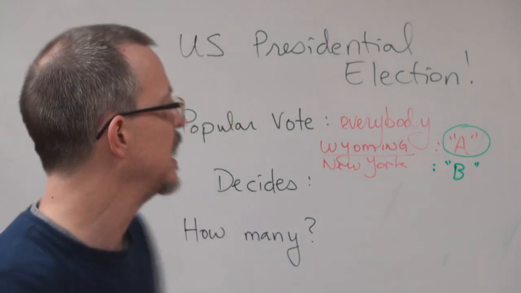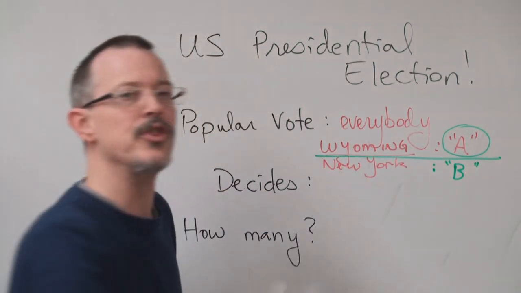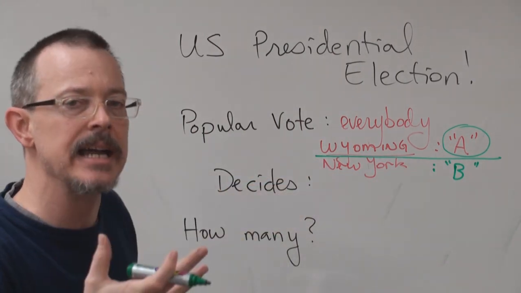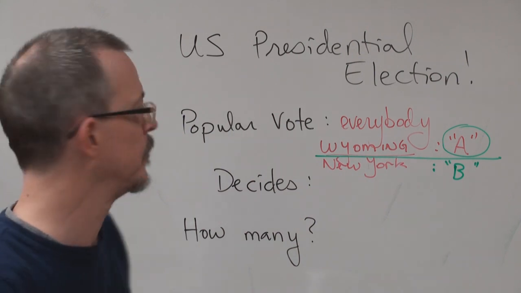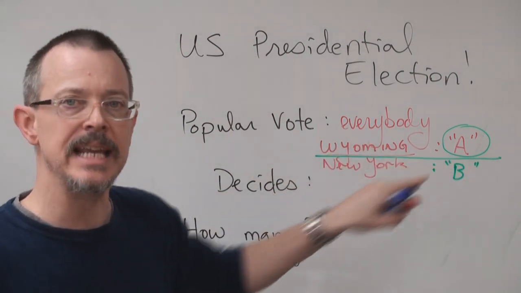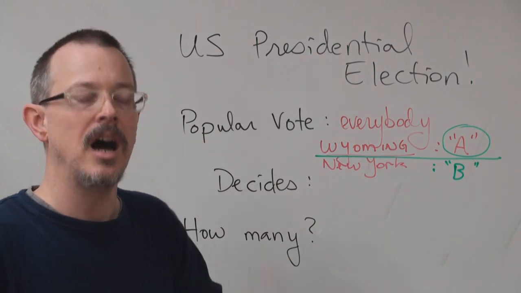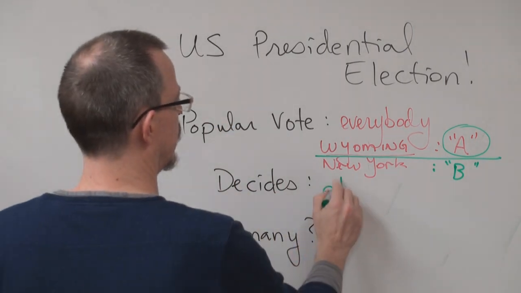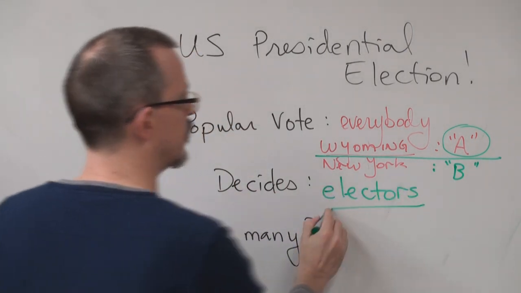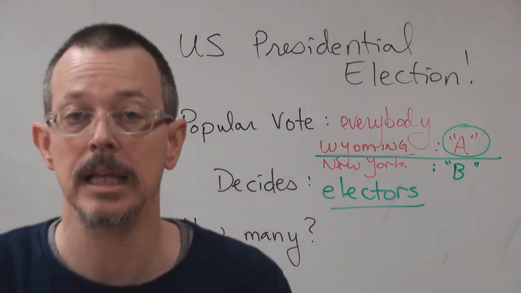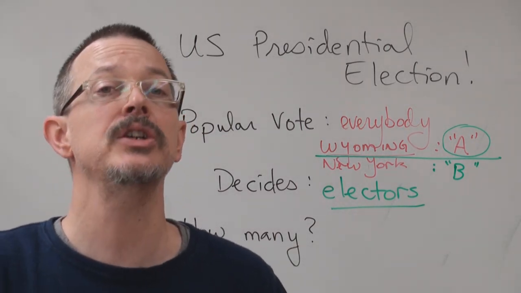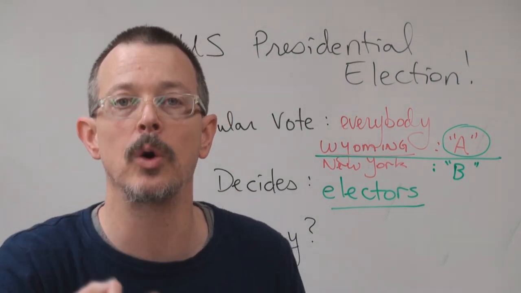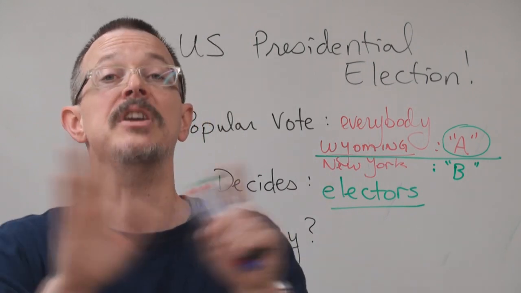But we're not done. The results from the state election do not decide who becomes president. The results from the state election decide who the electors are. So, who are electors? Electors are people who promise, usually, to vote for A or B before the election.